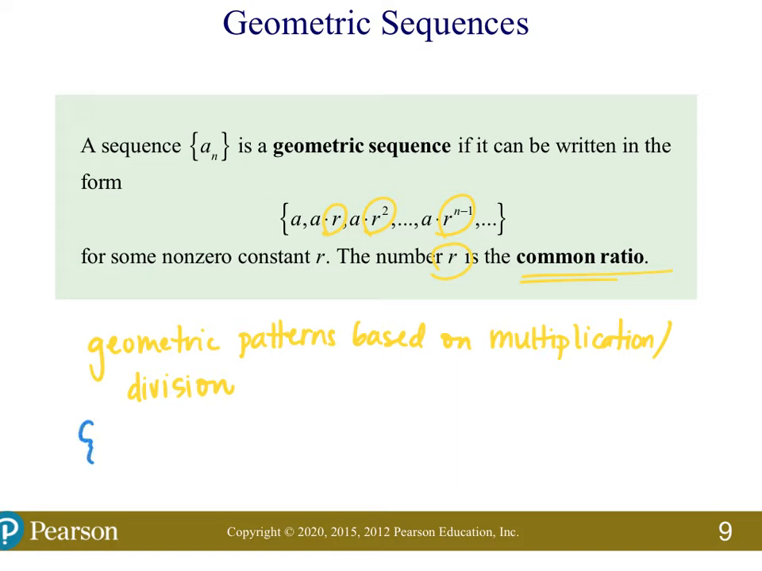So the formula is that all geometric patterns start with the first term multiplied by r to the power of the quantity n minus 1. And that would generate a geometric sequence.